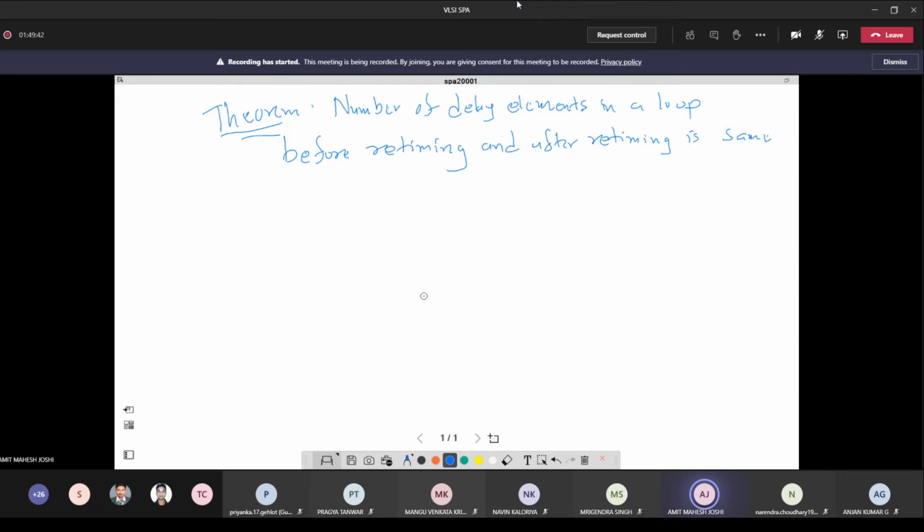Actually, this proof is not there in the book. KK Parhi में ये proof नहीं है. Okay. Now let's consider a simple graph to understand this concept.